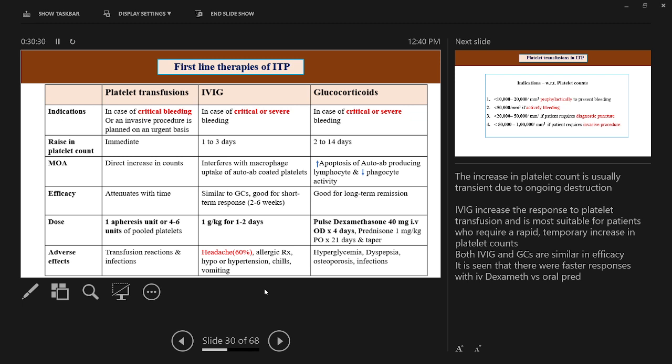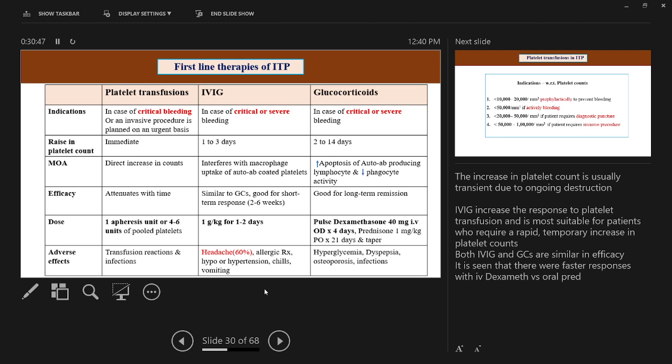Also, whenever the patient complains of headache, also think about intracranial hemorrhage as one of the underlying causes. So glucocorticoids, in case of critical or severe bleeding, the rise in the platelet counts is actually delayed, usually 2 to 14 days.